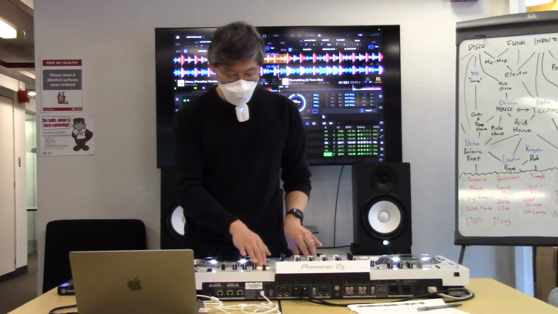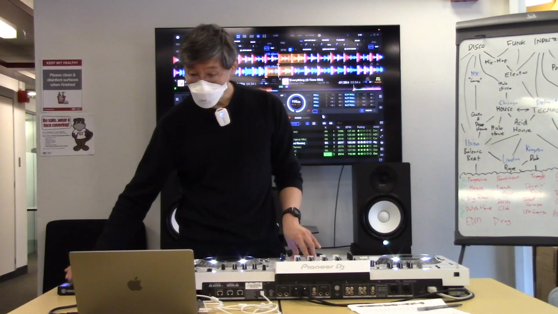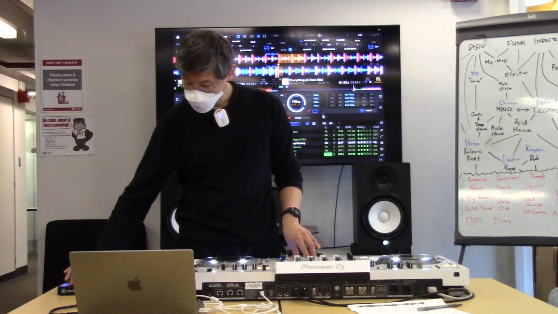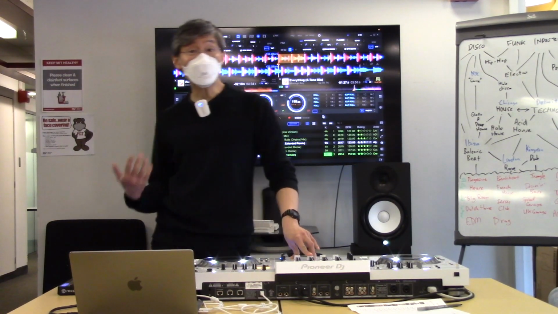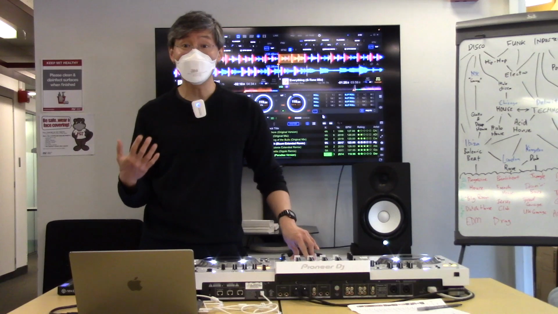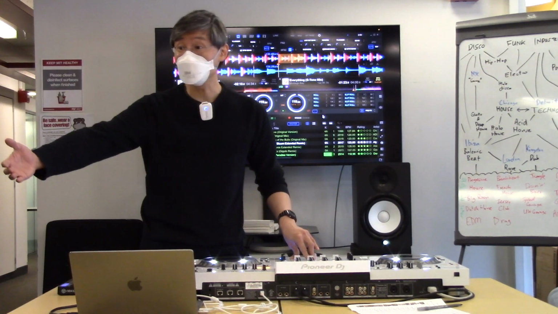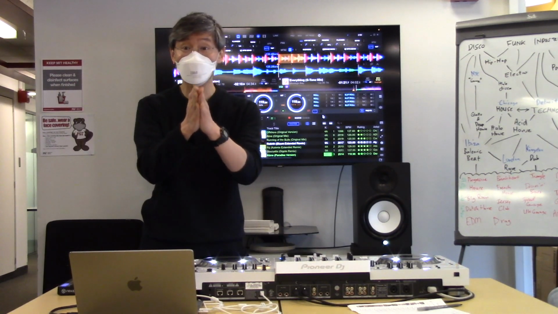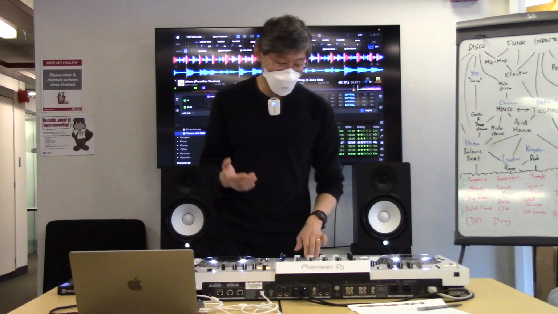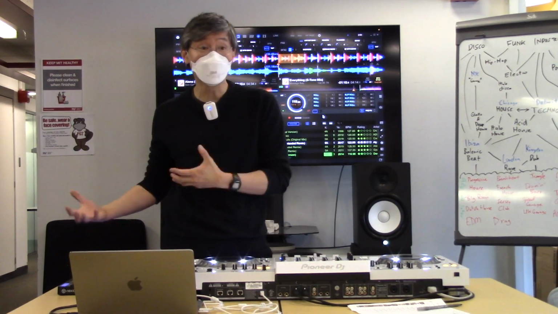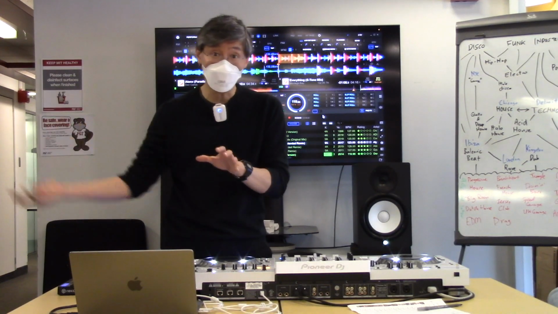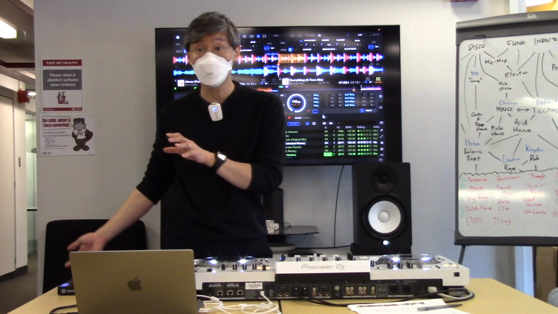Now, of course, you can do that with a loop as well. The only difference when you use loop is that the song doesn't keep playing underneath it. The song is stuck to wherever you have it looping. That's great if the whole point of doing that is to make a song longer. But when you're using roll or slip roll, then the original track just continues playing underneath it.